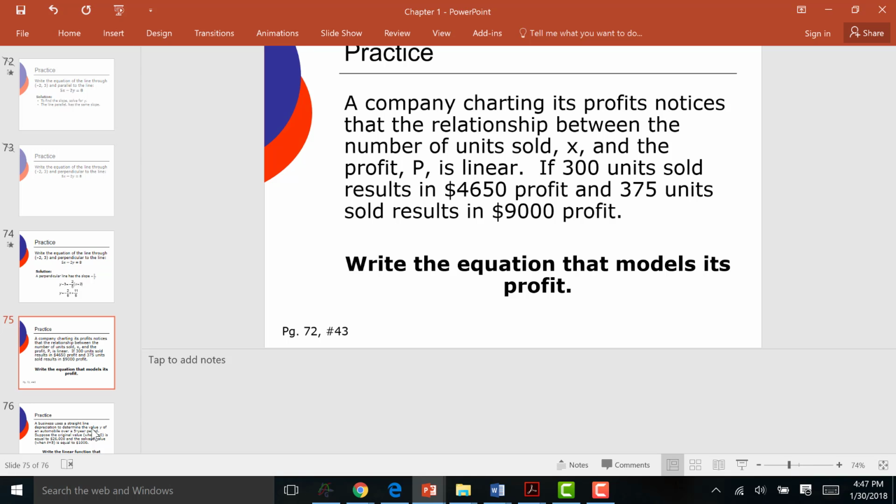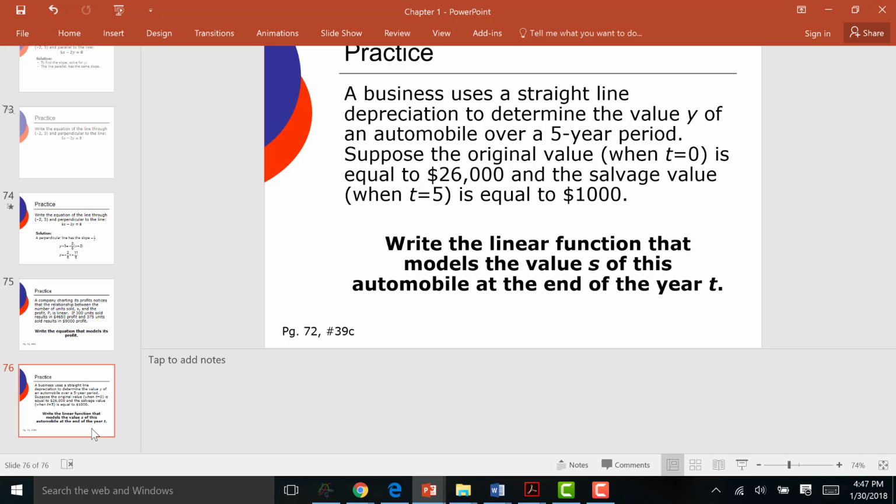Yeah. All righty, so let's see, last one. Here we go. A business uses straight line depreciation to determine the value, which is Y, of an automobile over a 5-year period. Suppose the original value, which is when T is 0, is equal to 26,000, and the salvage value when T equals 5 is equal to 1,000.